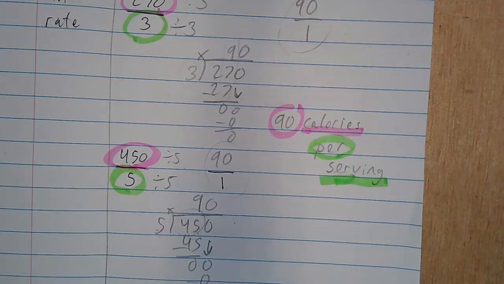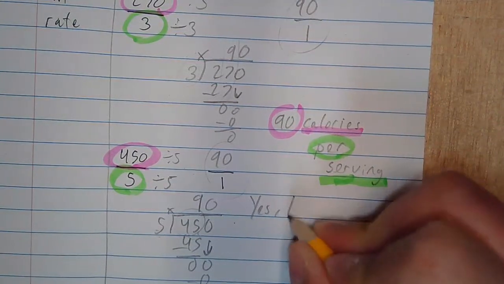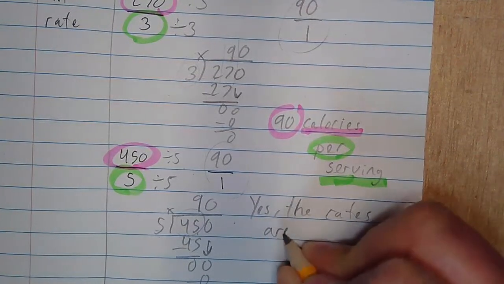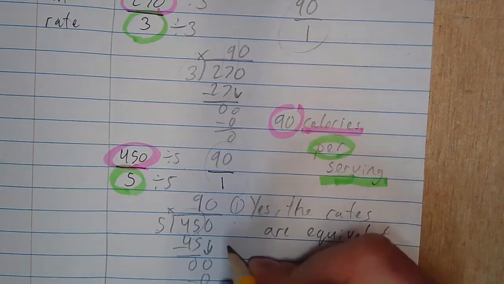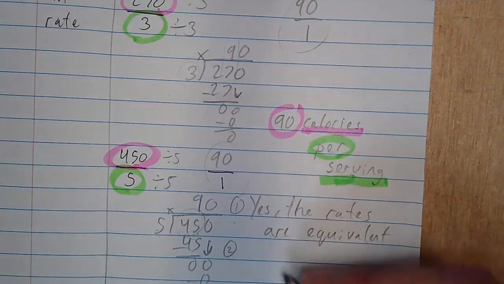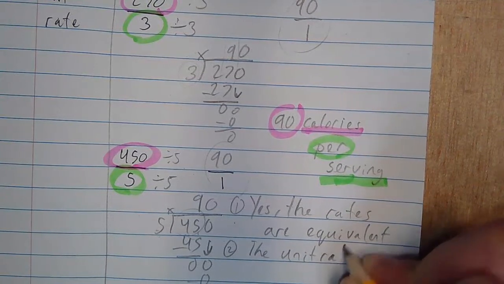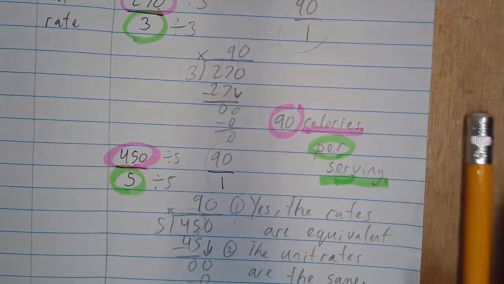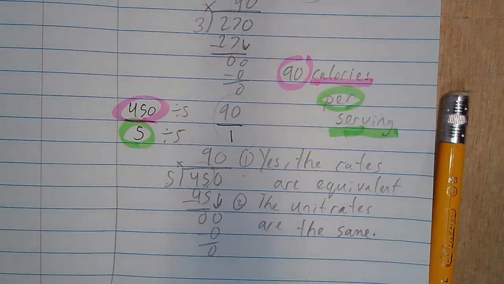All right. So are these ratios equivalent? Are these rates equivalent? Yes. Now you notice I wrote it a little differently. I said yes first. Yes, the rates are equivalent. Here's my first sentence. Here's my second sentence. Why? The unit rates are the same. And that's it.